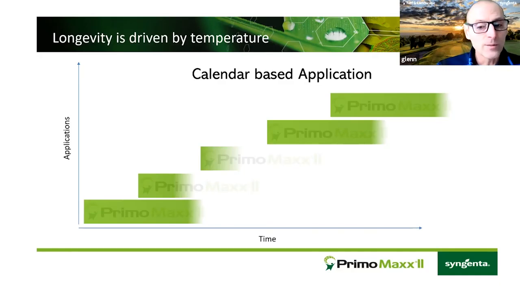So when we're looking at Primo and what we're trying to do with controlling growth, elongating or shortening the rates depending on the temperature is really important to getting the very best out of it.